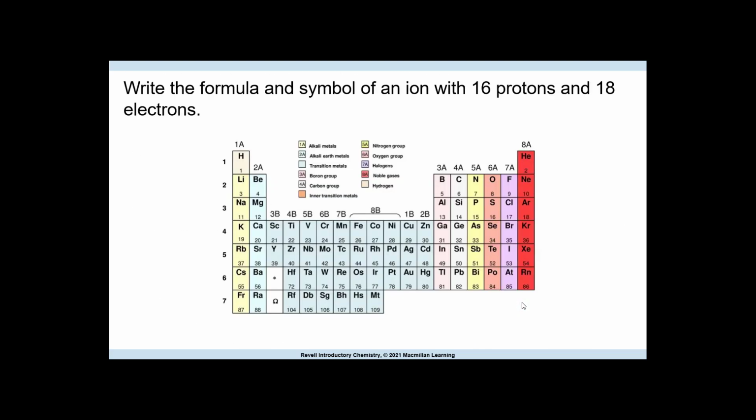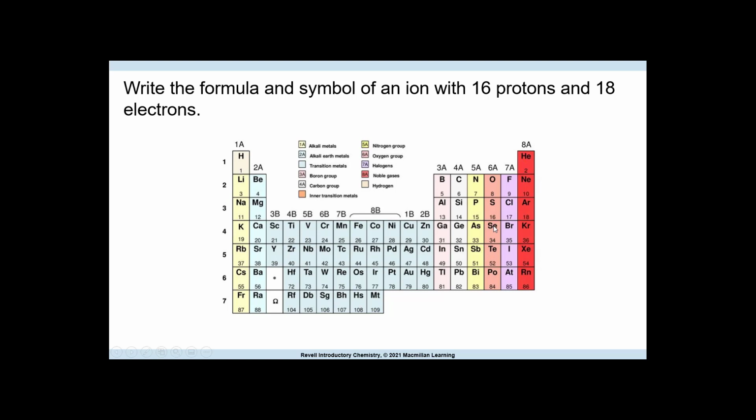Okay, so let's take a look at something. Write the formula and symbol of an ion with 16 protons and 18 electrons. This is not difficult. The first thing that's off is that you're dealing with 16 protons and not 16 electrons, so this is an imbalance. You are dealing with an ion. Now we have to figure out what element it is. So 16 protons, that's the address, the atomic number. We can look here, and we see it's sulfur.